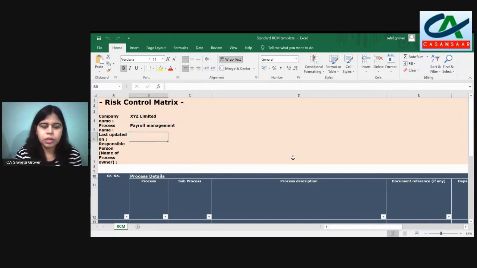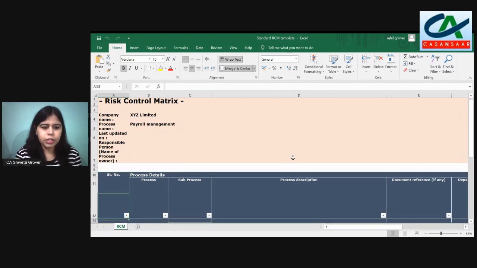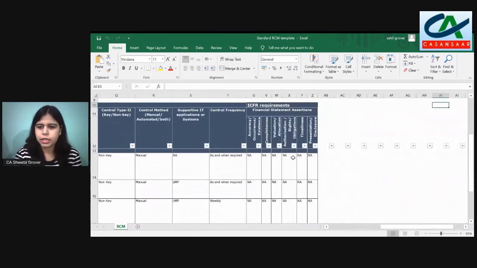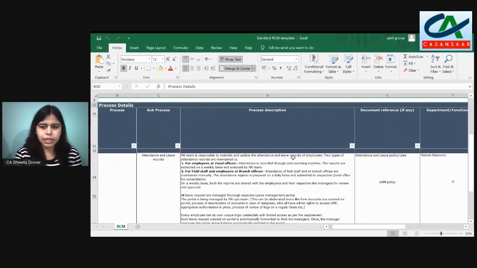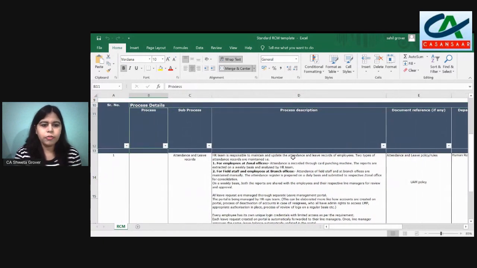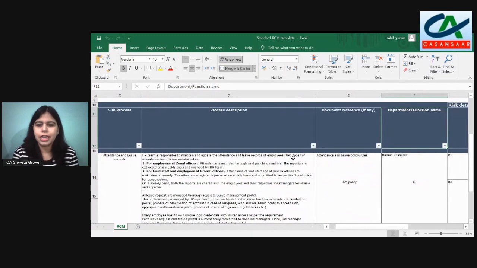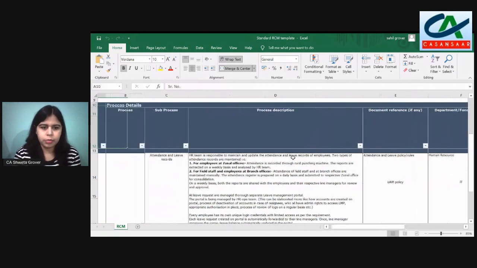Here you will mention the date when this RCM has been updated, and the responsible person, who is responsible to prepare and update this RCM. After that, these are the details which we need to capture in the RCM, and we will discuss each of them one by one. The serial number, then process details. In the process details section, first we have to mention the process, second the sub process, third the process description, then the document reference for that process, like SOPs or policies, then the department and function name, who is responsible to handle that process.